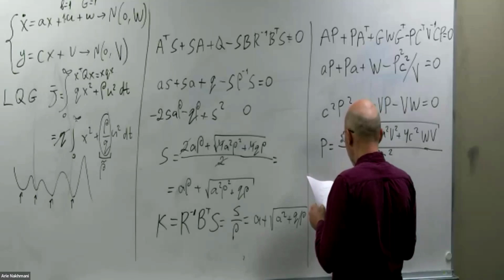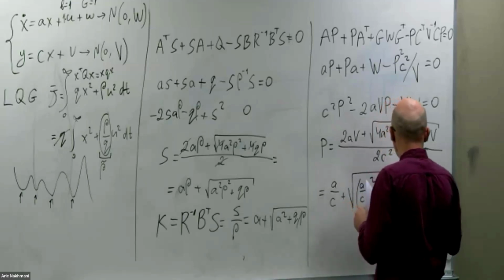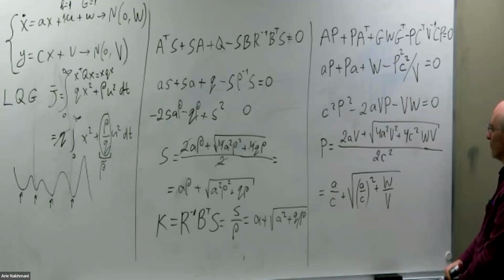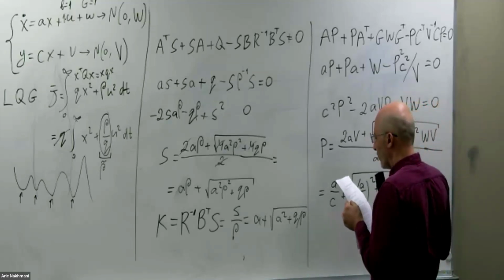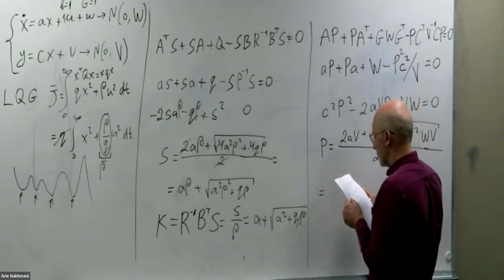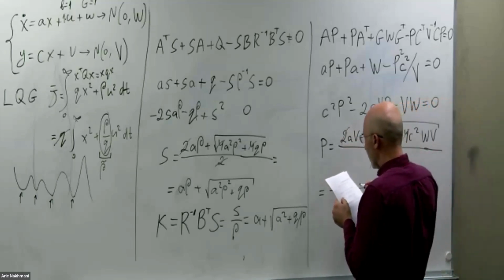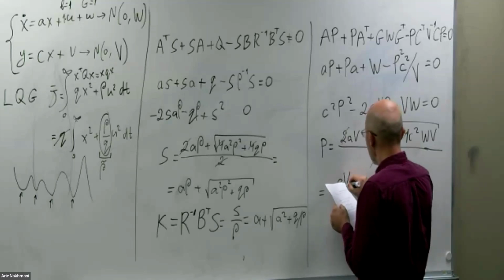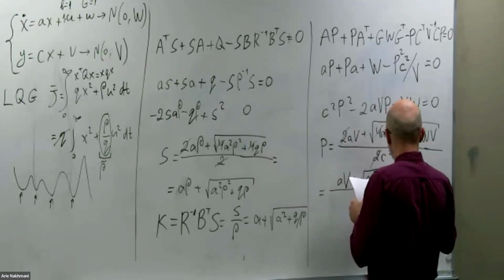The solution will be A divided by C plus the square root of A divided by C squared plus W divided by V. So that's the same thing, and we can cancel 2, 2, and 4 here. I'll get AB plus the square root of A squared plus C squared W V, divided by C squared.